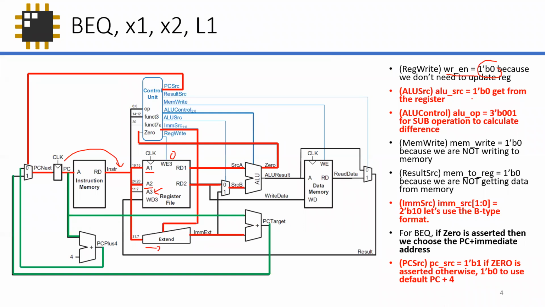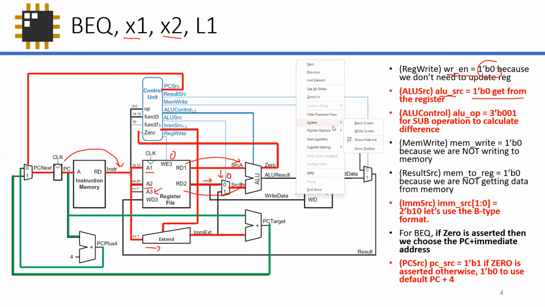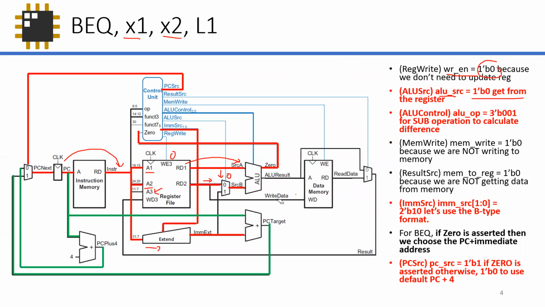ALU source is 1'b0. Why? Because we're going to compare x1 and x2. So the ALU will grab RD1 and it's going to grab RD2. So the ALU source over here, which is this blue line, we're going to set to 0 because we're going to have to get RD2. Okay. Let me erase this a bit. I'm going to erase this too. Anyway, it's clear.